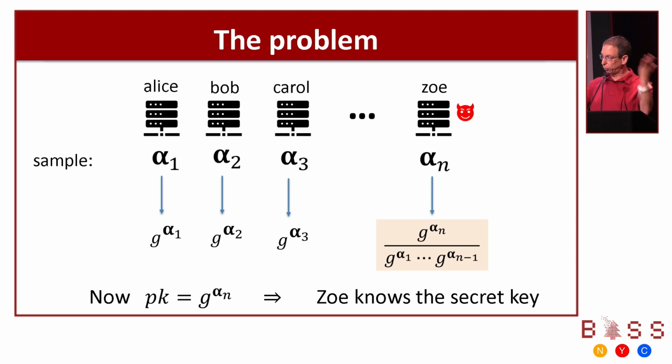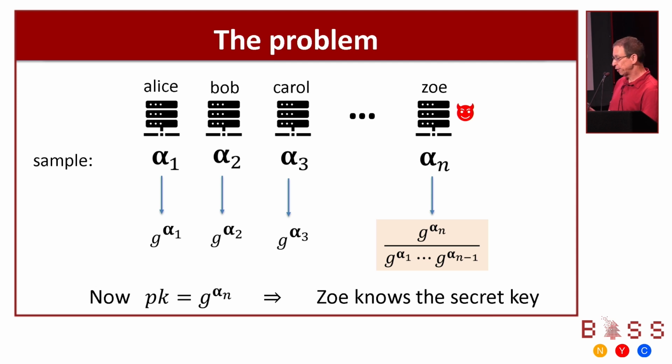We wanted the secret key to be shared among all the participants, but with this broken protocol we can end up in a situation where Zoe knows the secret key. So this is not a shared key. Zoe knows everything. This is absolutely the wrong way to generate a shared secret key. So what do we do?